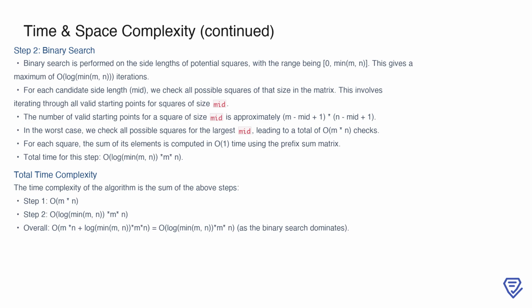Combining this with the prefix sum computation from the first step, the total time complexity of the algorithm simplifies to O(log(min(m, n)) * m * n), as the binary search step dominates.